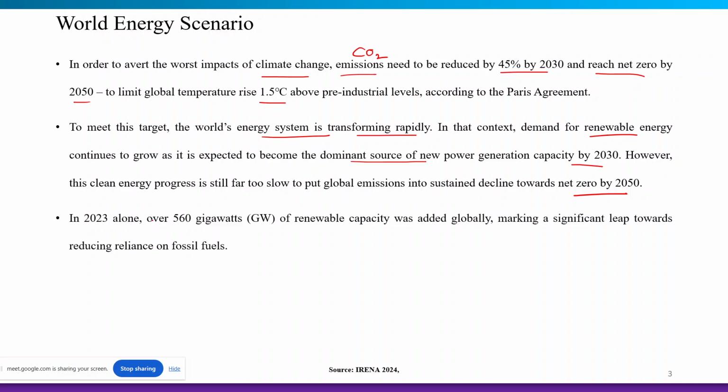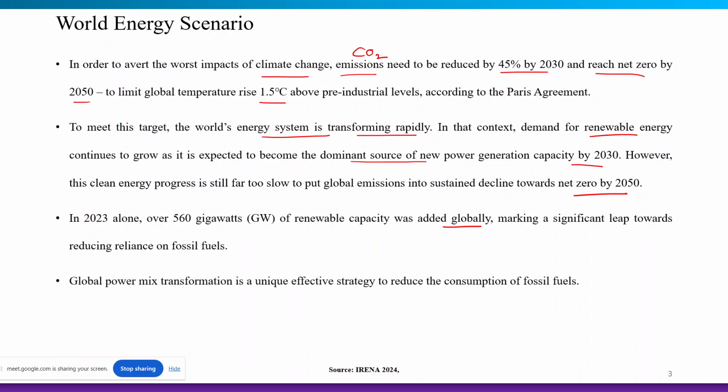In 2023, 560 gigawatts of renewable capacity was added globally, marking a significant leap towards reducing the reliance on fossil fuels. Now there is one concept, the power mixing concept. The global power mixing transformation is an effective and unique strategy to reduce the consumption of fossil fuels.